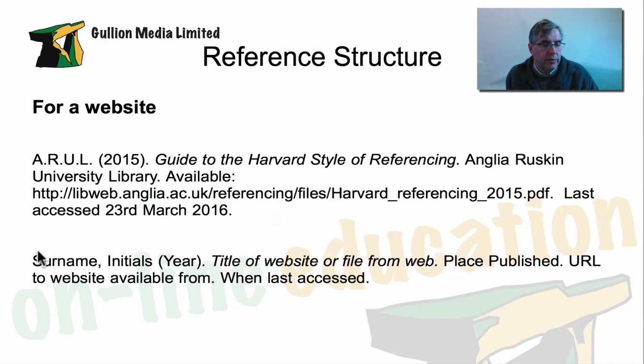But what we have here is we have surname or initials. I've just used initials because this is a short form version of Anglia Ruskin University Library. And I've actually stated that as the place where this text is published. It's a PDF file. So the URL includes the PDF link, which you can actually download. And I'd actually recommend downloading this particular PDF as it can give you more information about how to structure your references in a range of different situations, which I'm not exactly covering all of them in this particular presentation. So that could be quite useful.